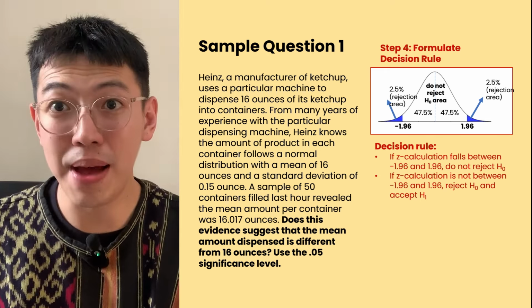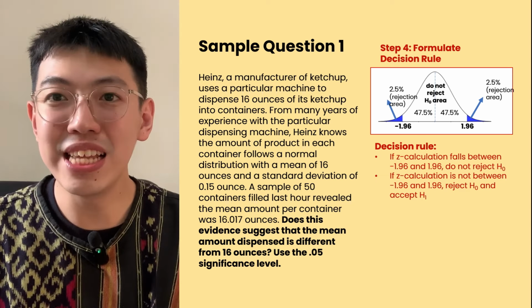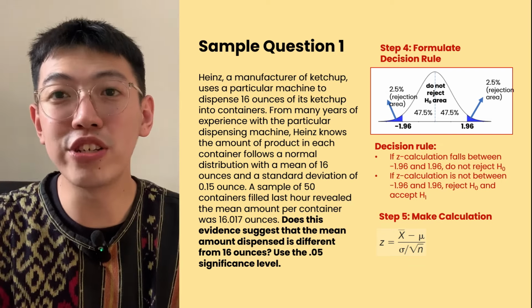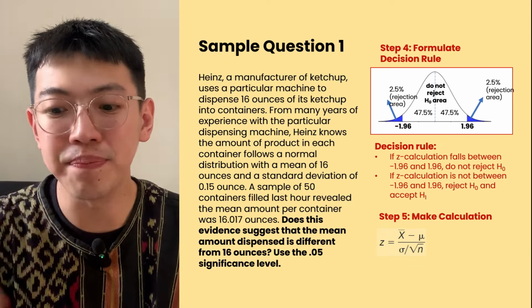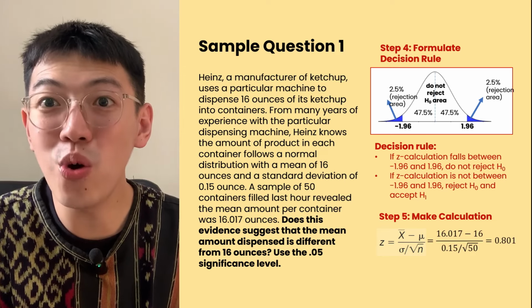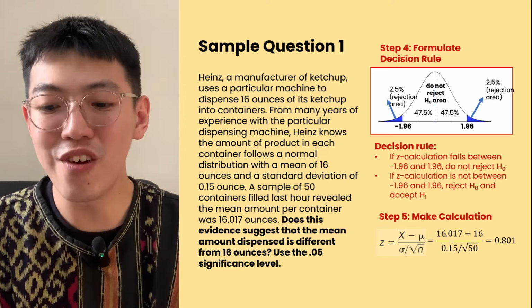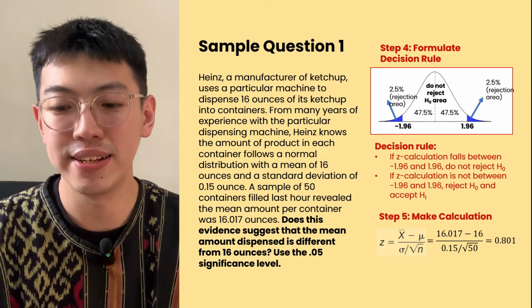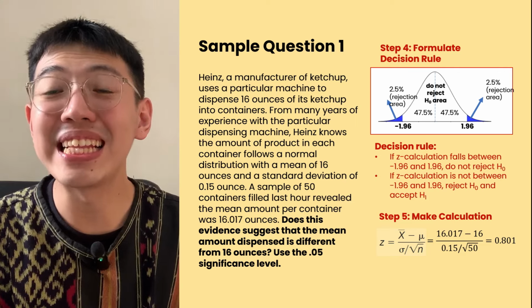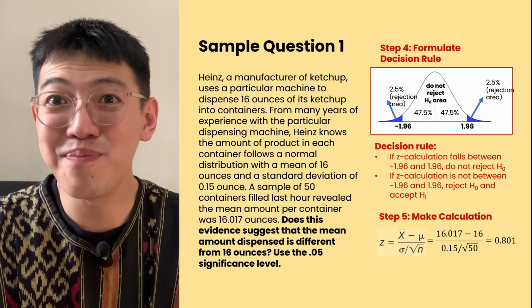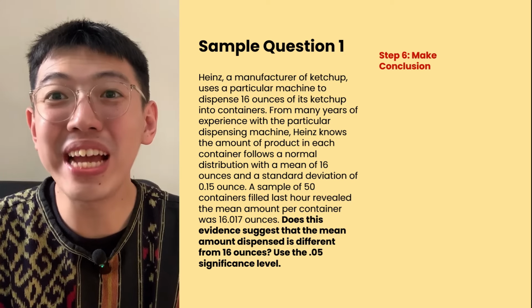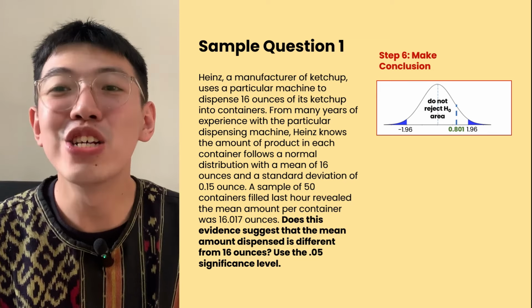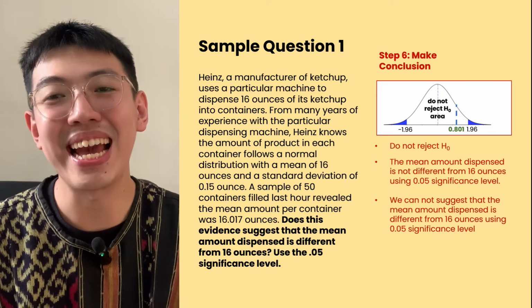Now we go to the fifth step, make the calculation. The Z formula is x bar minus mu divided by the population standard deviation over the square root of n. It will be 16.017 minus 16 divided by 0.15 divided by the square root of 50. It equals 0.801. This is the last step, making the conclusion. Since 0.801, the Z calculation, falls in the white area, we do not reject H0.